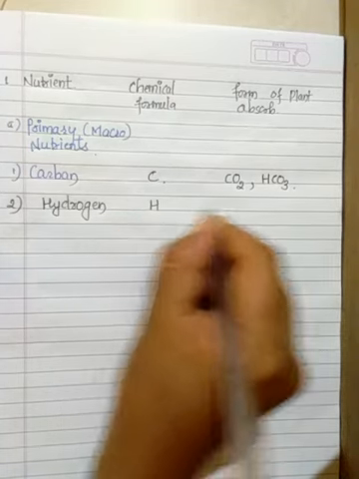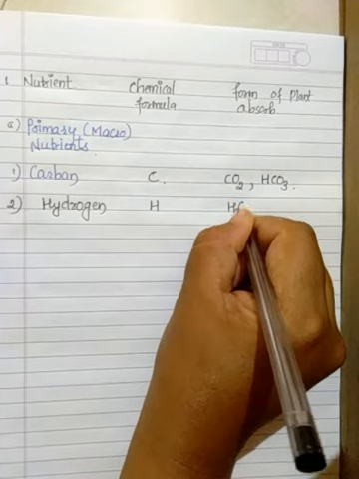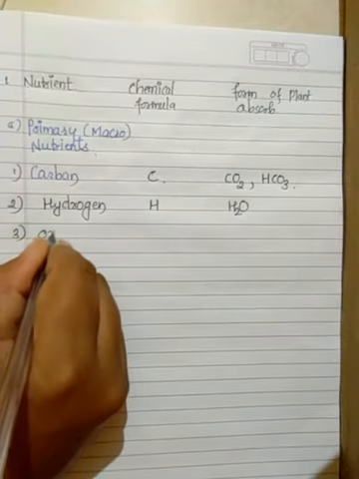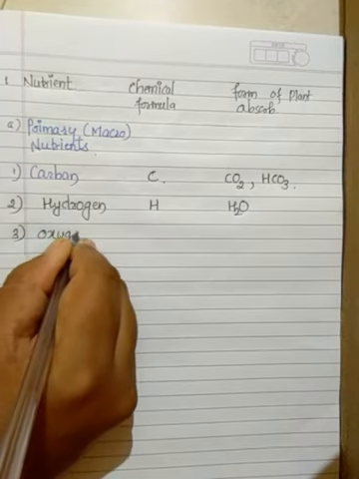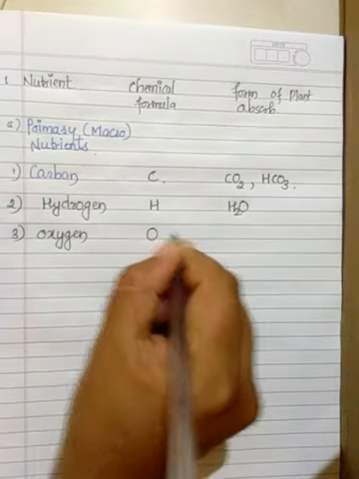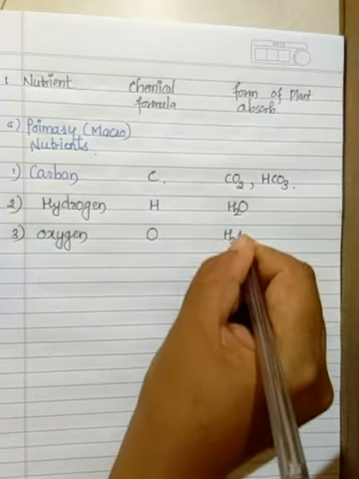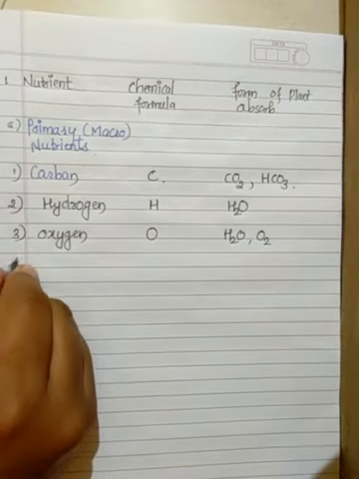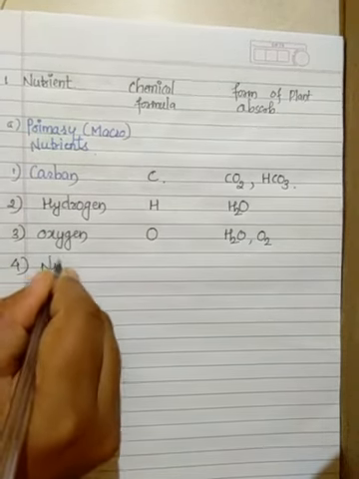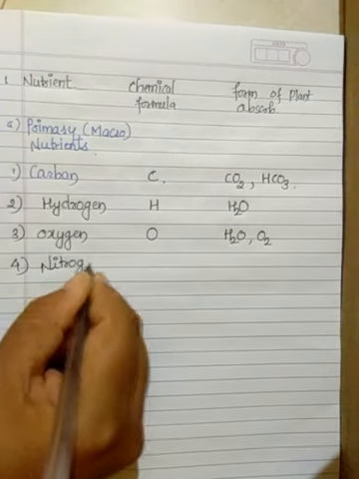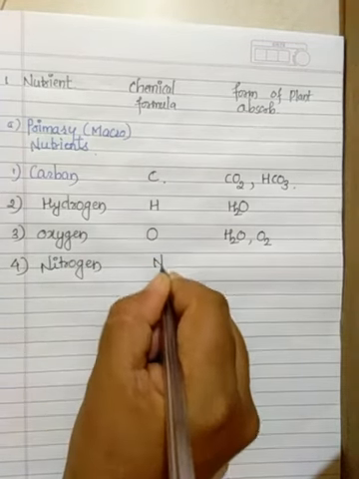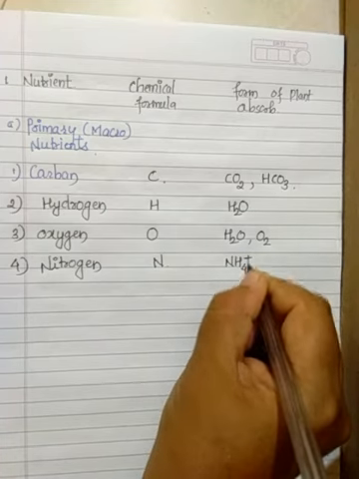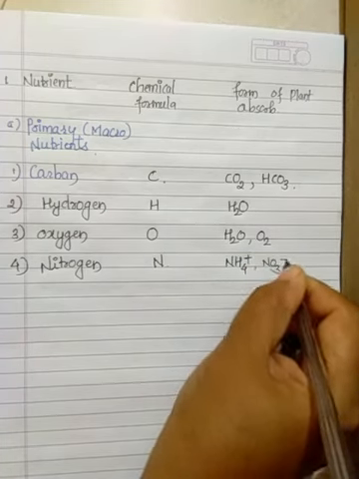Symbol hydrogen, and from where can it be taken? Plant water, isn't it? Next, third very important element, carbon, hydrogen, and yes, oxygen, symbol O, and H2O itself, and again air, that is oxygen. Next, which one is that? Nitrogen. Okay, nitrogen, symbol for nitrogen N, and from where? Yes, NH4 plus as well as NO3 minus.